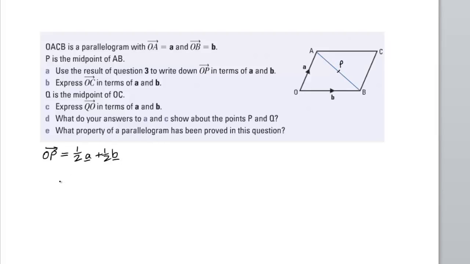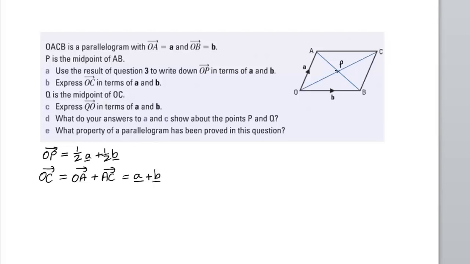Express OC in terms of A and B. So OC is O to A added to A to C. Well, O to A is defined as A. A to C is parallel to OB, so it is B. Q is the midpoint of OC, so let's put that in.